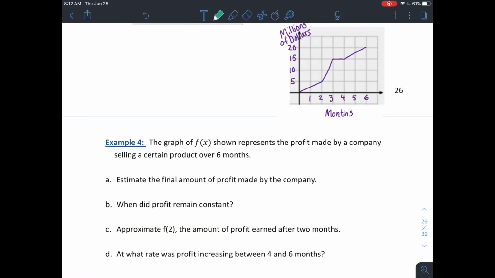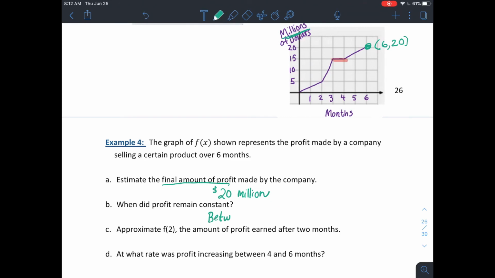We are going to use a graph of this piecewise function that represents the profit made by a company. First, we want to estimate the final profit. So when we stop measuring after 6 months, it looks like they've made $20 million. It's important to look at your scale because is this $20? Is it $20,000? It's $20 million.